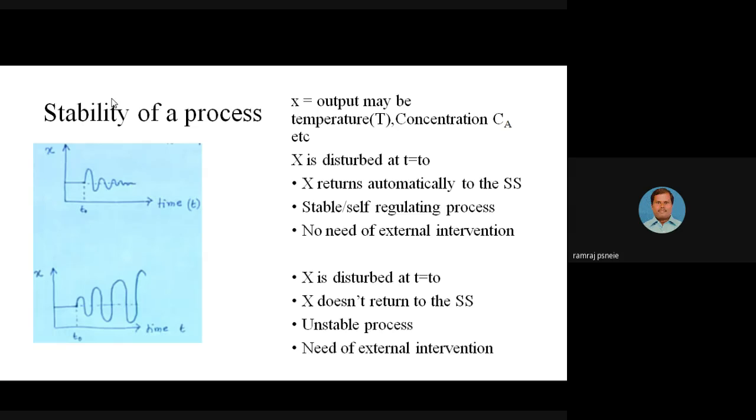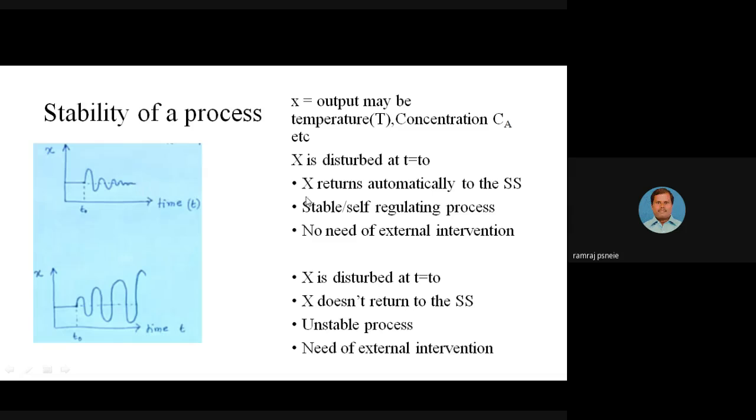Then we could see the response. After a few oscillations, the output value will reach the steady state value. That kind of process we can call a stable process or self-regulating process. In this kind of case we need not introduce external intervention or a control system.